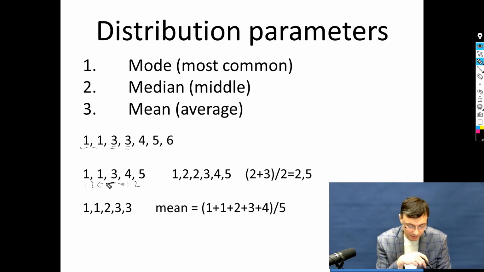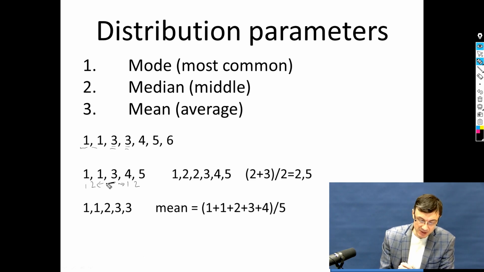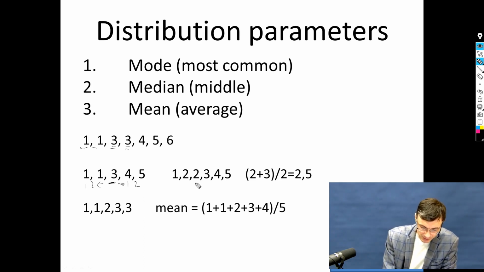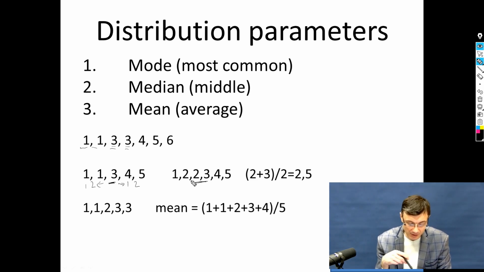If you have an even set of values, then you make a calculation between the middle ones, so in this example 2 and 3. You just add them up and divide by 2 and you get the value of your median, 2.5. And 2.5 is also the mean.